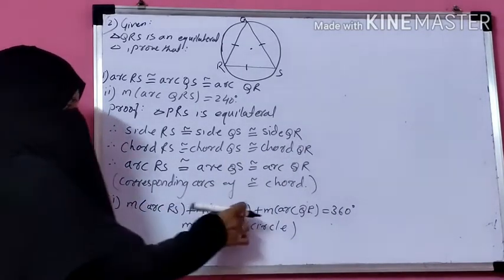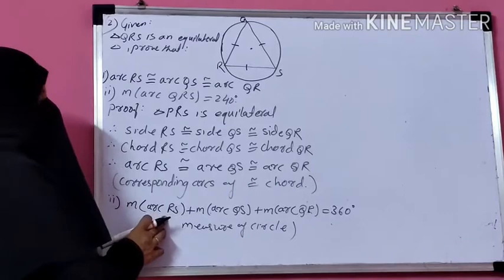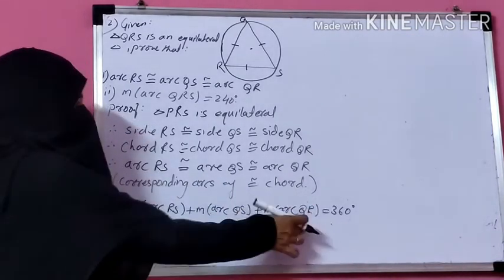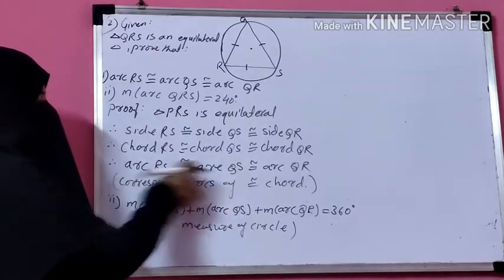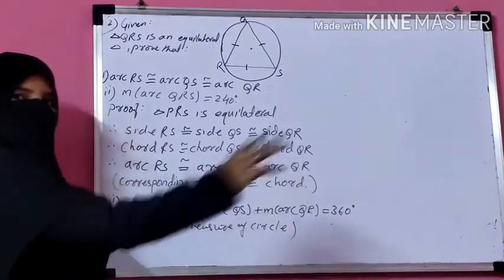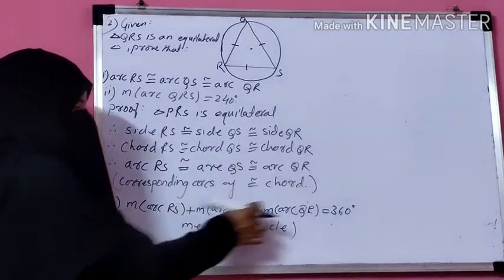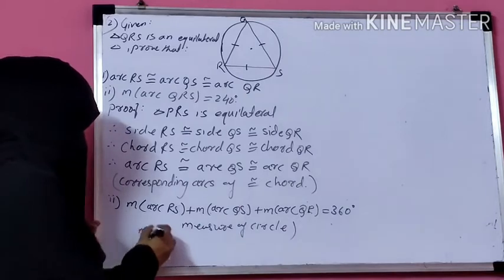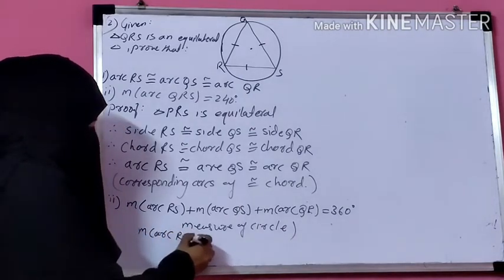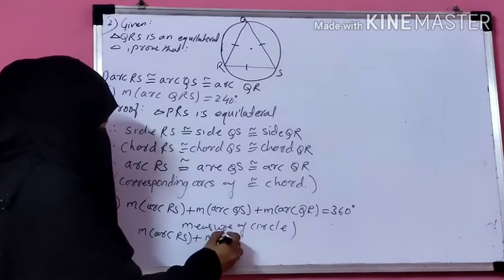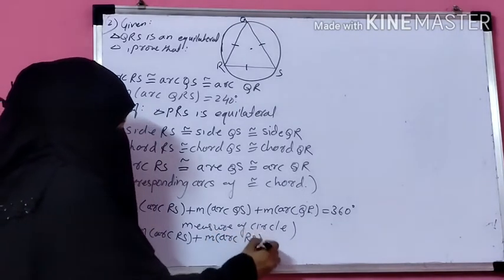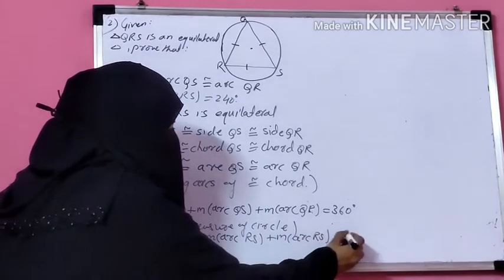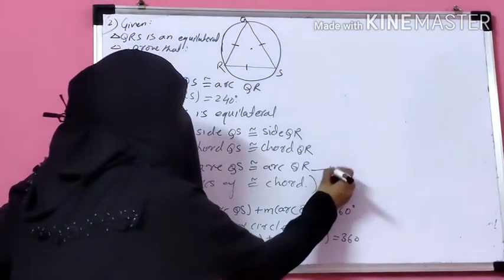So in place of QS, QR, you can write RS. You can write all these three arcs are equal. Here we prove in the first one arc RS, arc QS and arc QR are all congruent. So in place of QS and QR, you can write RS. So write here: measure of arc RS plus measure of arc RS plus measure of arc RS equal to 360. Give it reason here, give number 1.